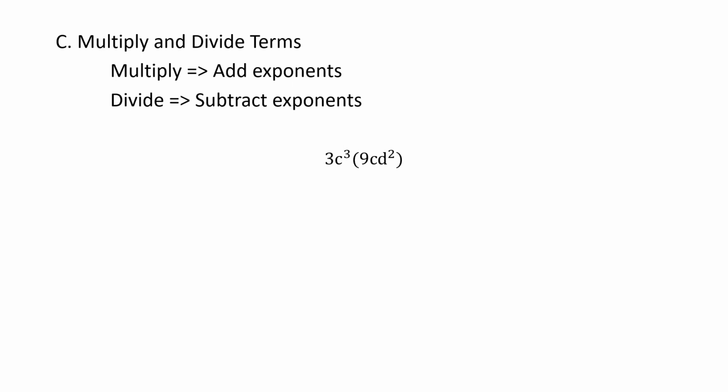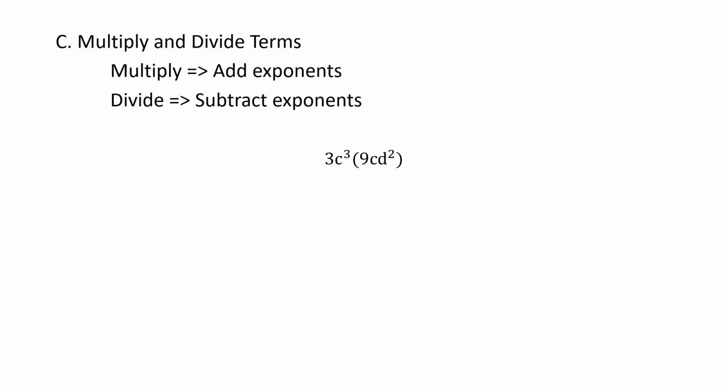Two things side by side means multiply. 3 and 9, those are the coefficients. I multiply those because that's the operation happening. 3 times 9 is 27. And then c³ and c. Do not forget the understood 1 with that c.